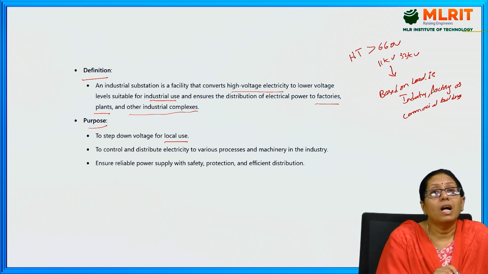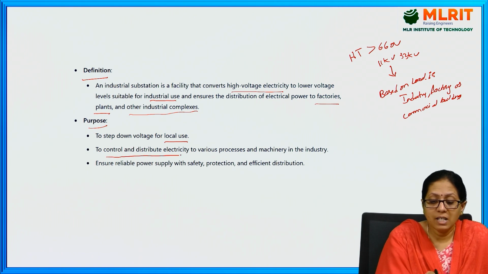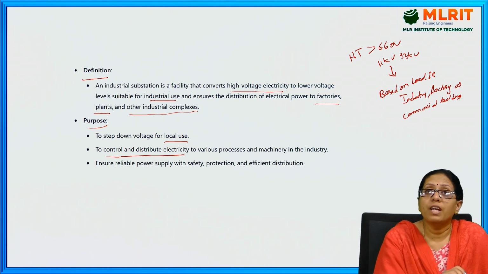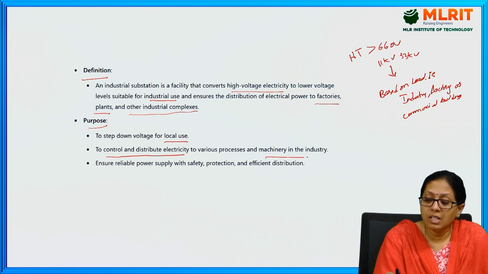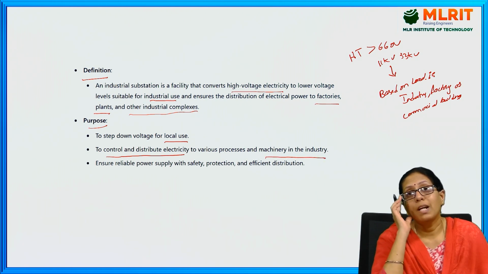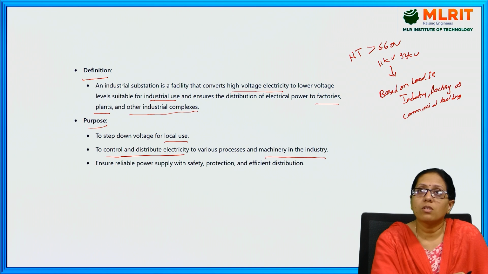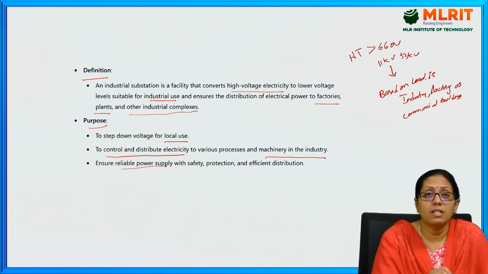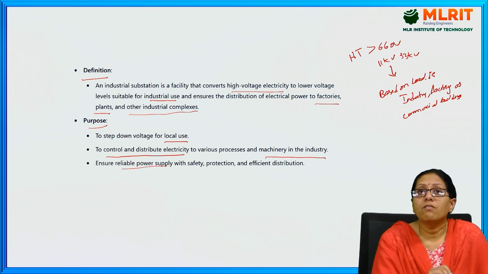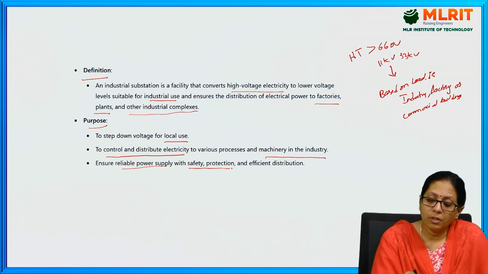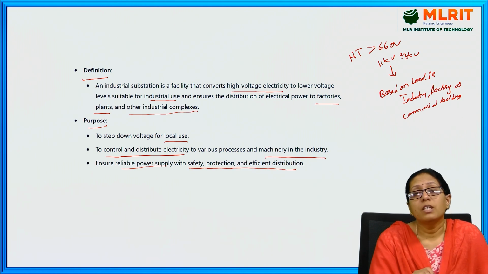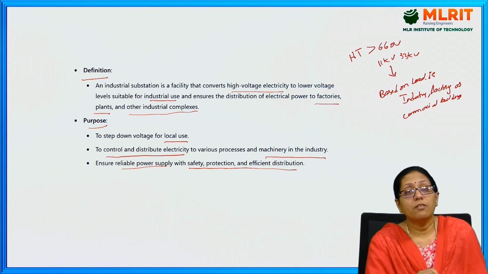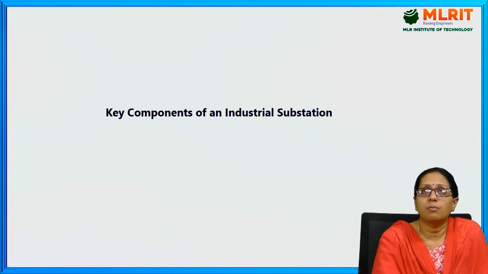Next one, to control and distribute electricity to various processes and machinery in the industry. The third purpose is to ensure the reliable power supply with safety, protection and efficient distribution. So these are the different purposes of industrial substation.